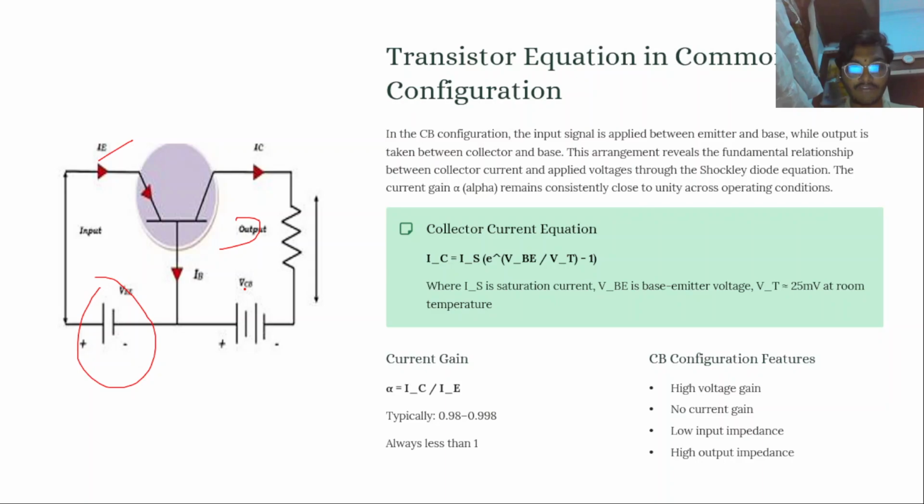The current gain here is alpha, before the current gain beta. Now the current gain is alpha. Now let us see the collector current equation.